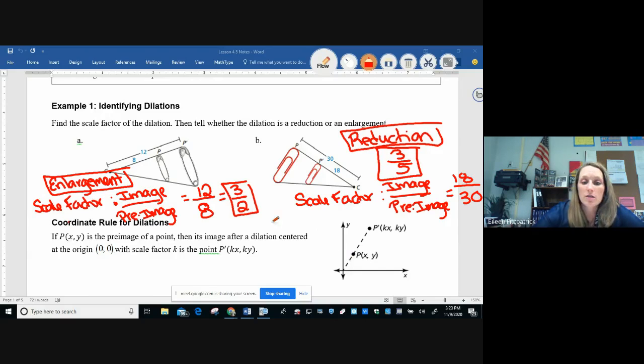Okay, so think about the value of this scale factor and the fact that it's an enlargement. Think about the value of this scale factor and the fact that it's a reduction. And just keep that in mind as we continue to move along.